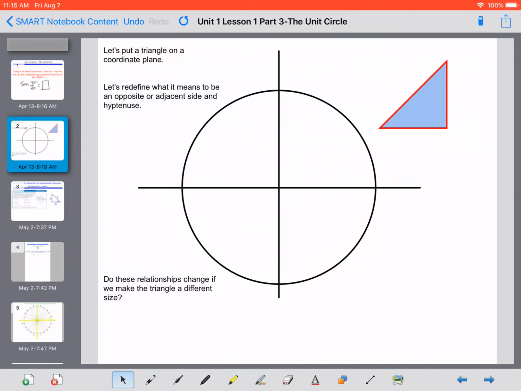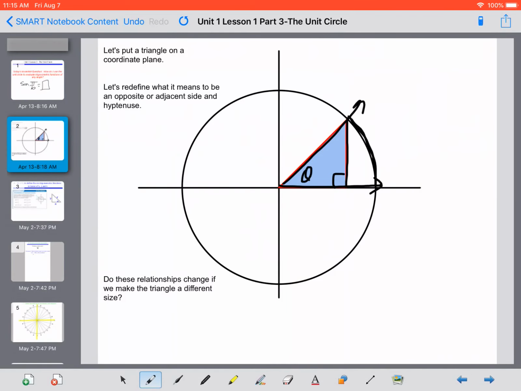Well, let's take this triangle and we're going to place it on a unit circle so that we create an angle in standard position. I've used the positive x-axis, this is my terminal side, and this makes my angle theta. If I drop an altitude, that's where I get my right triangle. As a reminder, whatever measurement is for angle theta, it is congruent to its intercepted arc. So let's look at what it means to redefine the opposite, adjacent, and the hypotenuse.